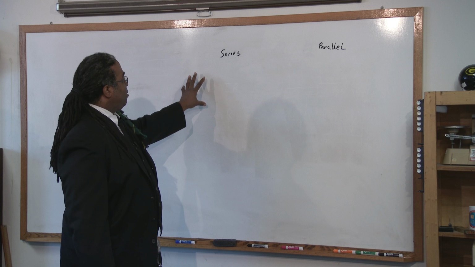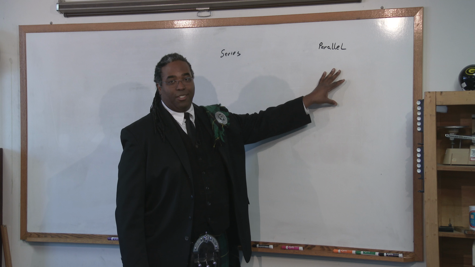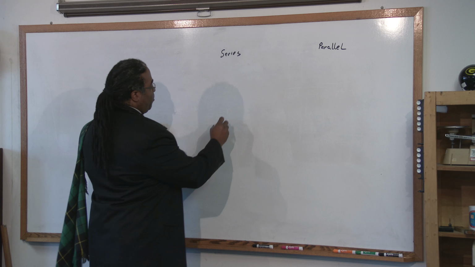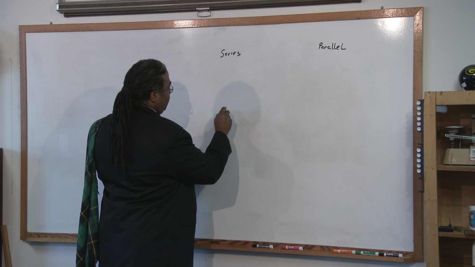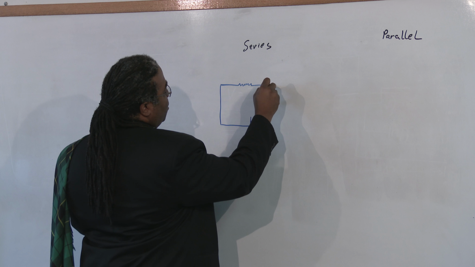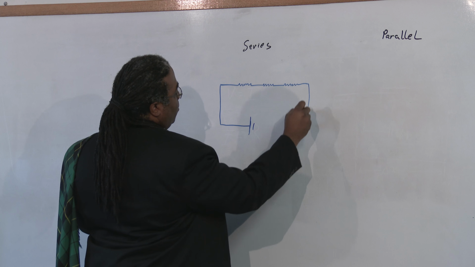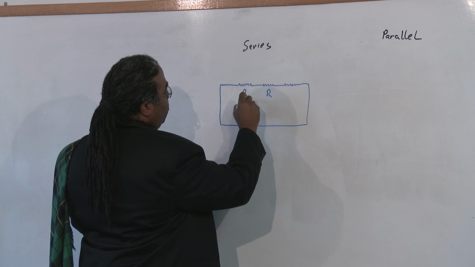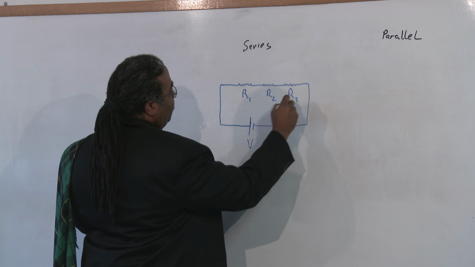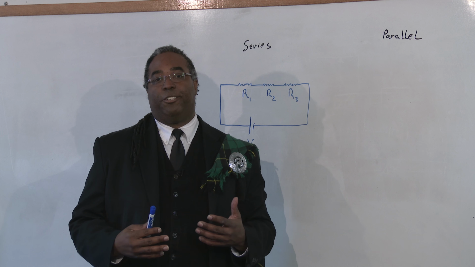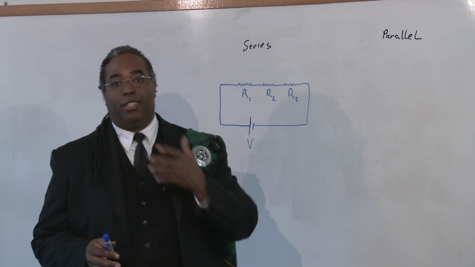So we have two different types. We have series circuits and parallel circuits. If you have a series circuit, what are the characteristics of a series circuit? Well, let me draw one on the board fast. So this symbol means a power supply. That could be a battery or a power supply. And this squiggly line represents a resistor. So the power supply has a voltage. This is R1, R2, and R3.